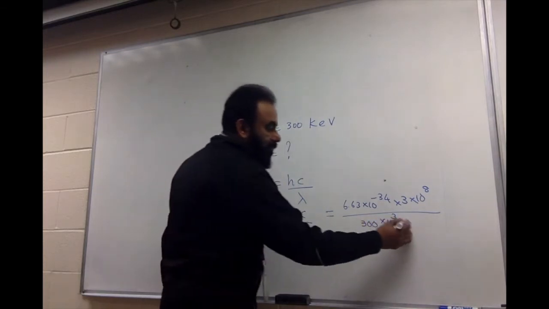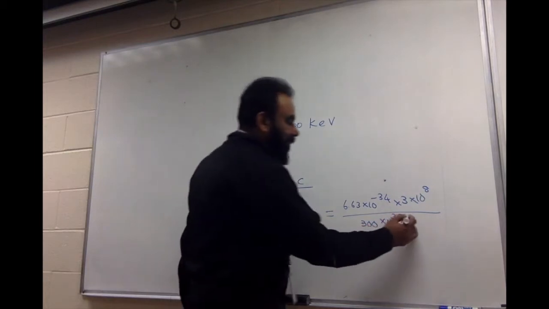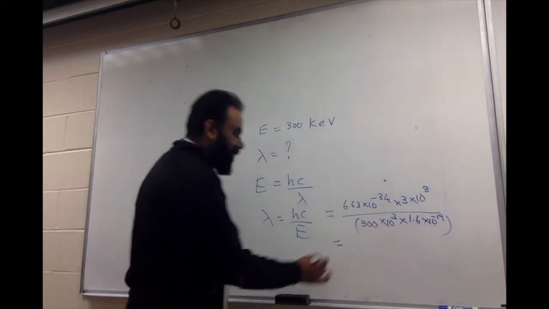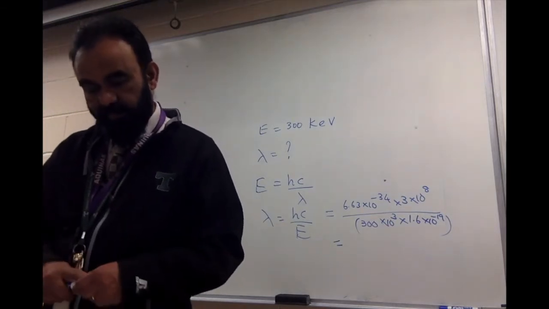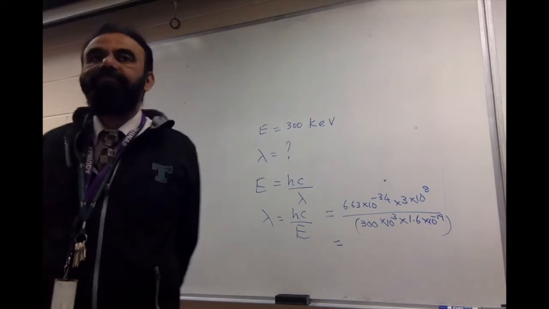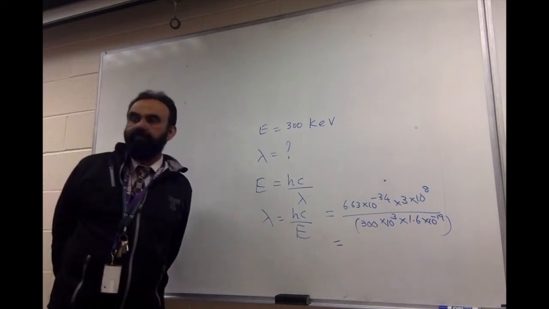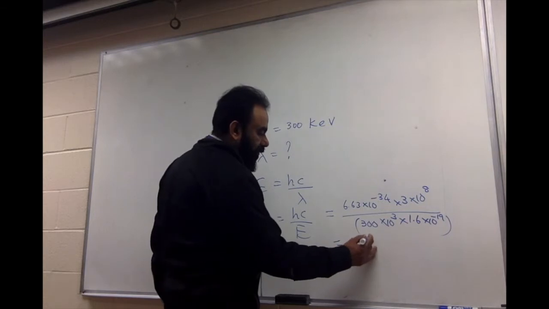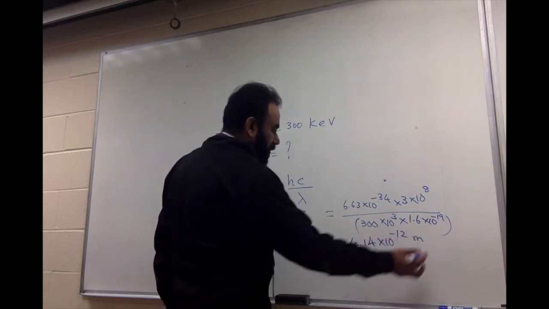Kilo. What's 1 electron volt? 1.6 times 10 to the power negative 19. Put all these things in and you get the answer. How much is it? So you get 4.14 times 10 to the power of negative 12 meters.